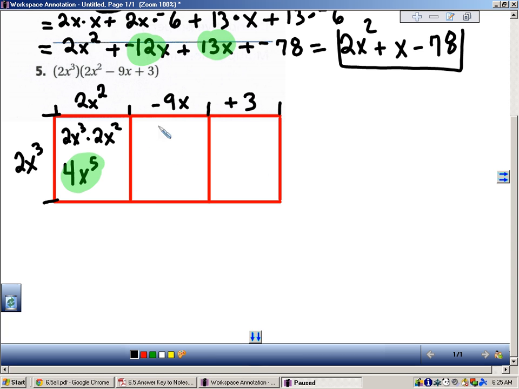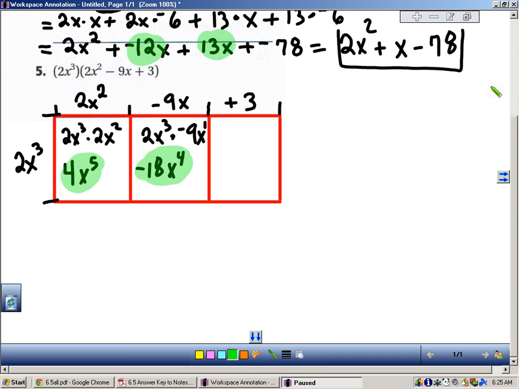And so the next section is, again, length and width. It's 2x to the third times negative 9x. So 2 times negative 9 is negative 18. x to the third times x, same base. So with powers of the same base, you add the exponents, 3 plus 1. Remember, a single variable has an exponent of 1. So that would be x to the fourth. Okay, and that's our next area.